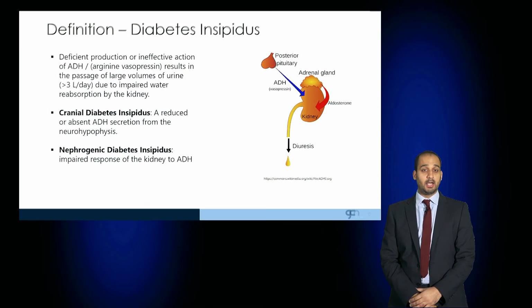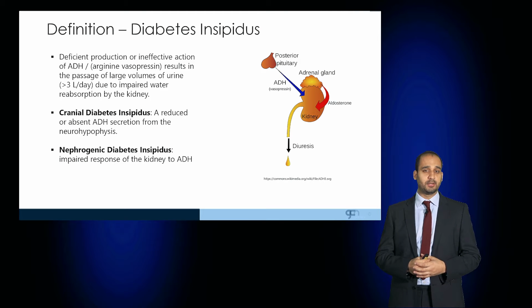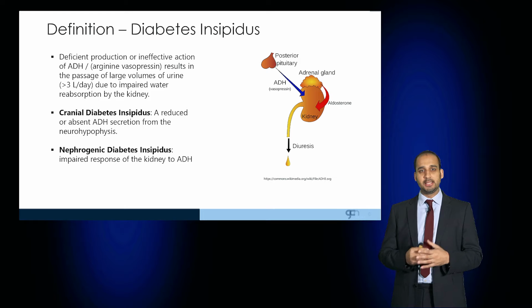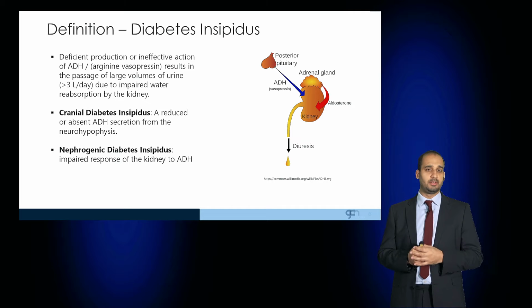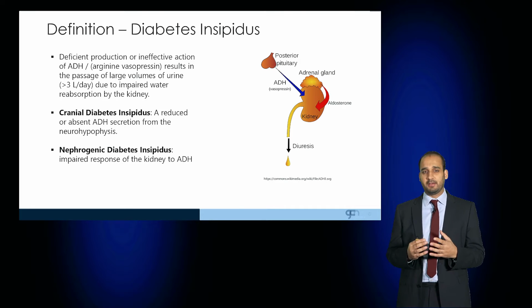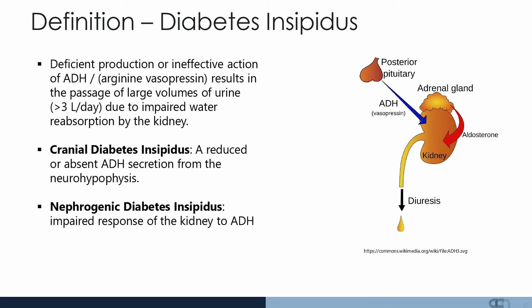Diabetes insipidus occurs where there is a deficient production or ineffective action of antidiuretic hormone. This results in the passage of large volumes of urine, sometimes more than 3 litres a day, due to impaired water reabsorption by the kidney. It can be divided as either cranial diabetes insipidus, where the posterior pituitary or the neurohypophysis is not secreting antidiuretic hormone, or nephrogenic diabetes insipidus, where the kidney has an impaired response to the antidiuretic hormone.